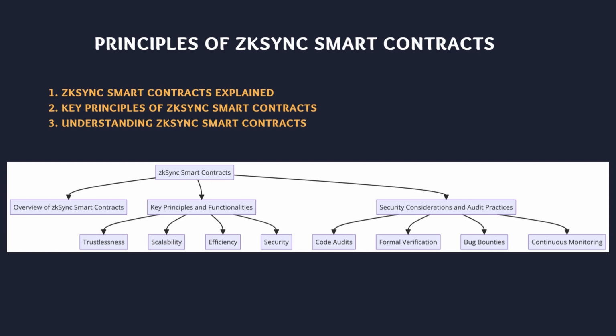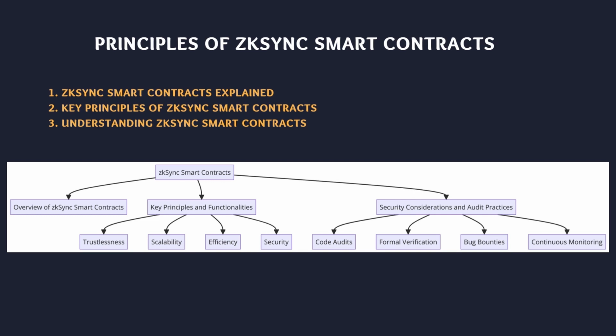This helps ensure that the contracts behave as intended under all possible conditions. 3. zkSync has a bug bounty program that incentivizes external security researchers to find and report vulnerabilities. This crowdsourced approach helps uncover issues that may not be identified during regular audits.